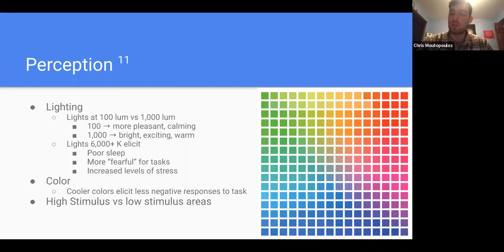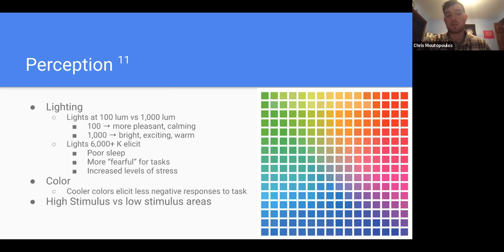The lights also were measured in Kelvin, which is heat. So they found that lights that give off 6,000 or more Kelvin led to poor sleep. People felt fearful for tasks, and it increased their overall levels of stress. So this is also something that's associated with brighter lights. Brighter lights produce more power. More power means more heat. So that's something that we need to keep in mind when we're designing our classrooms for lighting. We want something that's not too bright and not too warm.